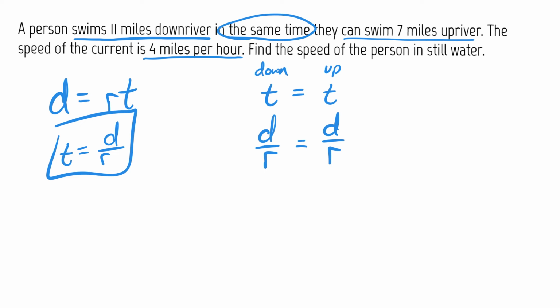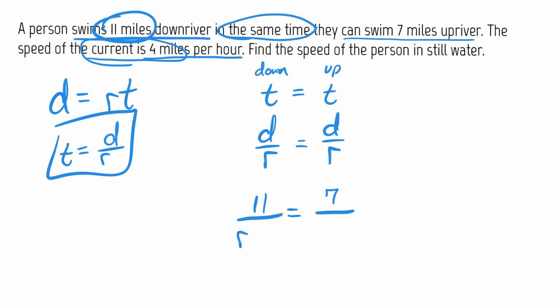Our downstream distance is 11 miles. So we're going to replace D with 11. And our distance for the upstream is 7 miles. We don't know how fast they are traveling. Excuse me, we do know how fast they are traveling. What we don't know is the rate of the current. Sorry, we do have that. The current is 4 miles. I'm sorry about that.